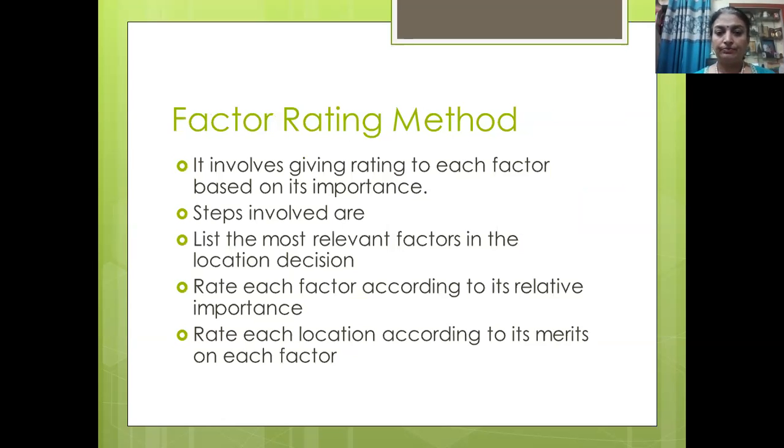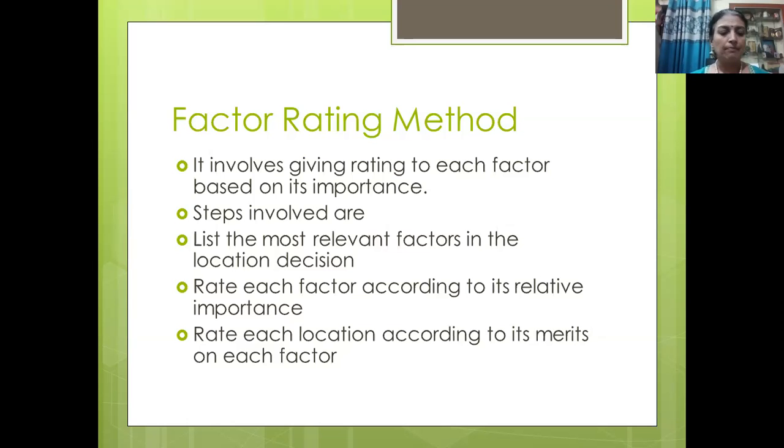As a first method, it is the factor rating method. It involves giving a rating to each factor based on its importance. Which factor is more important for me? Which factor is next more important? Like this, we have to decide. How to decide it? There are some steps involved in it.